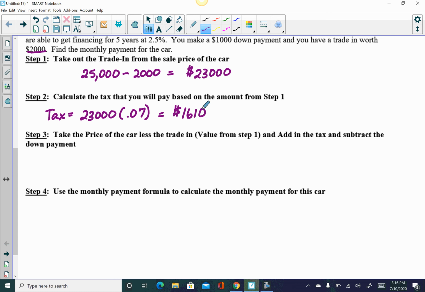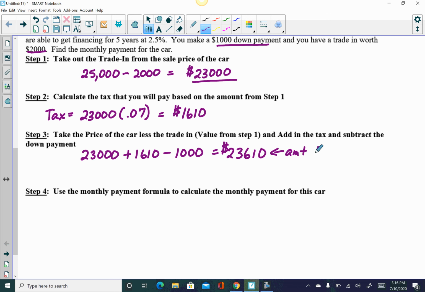Now in step 3, it says take the price of the car less your trade-in, so essentially this value right here. Take that $23,000 now, add in the tax. Of course, you got to add in your tax. Can't get away from paying taxes. And subtract your down payment. You had a $1,000 down payment. This is going to be the amount that you would choose to finance. So if you add and subtract there, you should arrive at $23,610. So that's the amount that you're going to finance. Amount to finance.